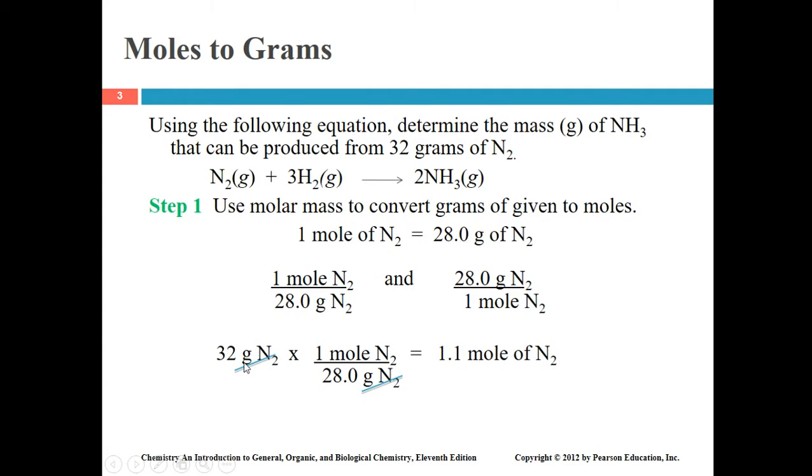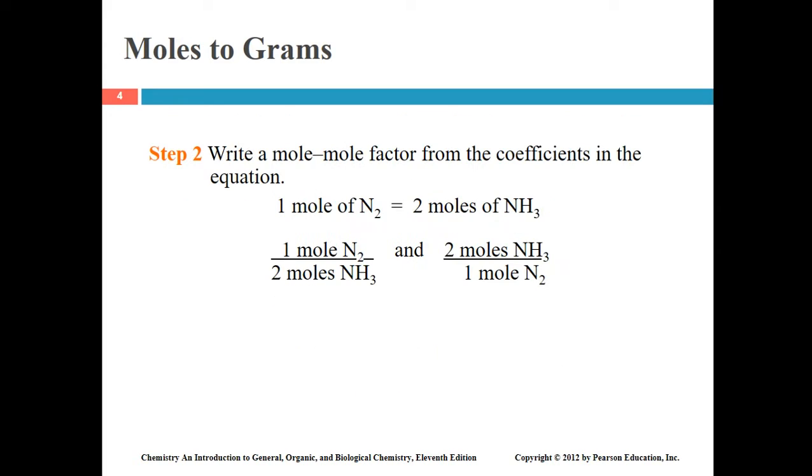Now then we immediately notice in order to cancel out the grams of N2, the conversion that we're going to be using is the 1 mole of N2 over 28.0 grams of N2. That way the label grams of N2 cancels out. So that is 32 times 1, so it's 32 divided by 28.0. All right, at this moment we get 1.1 moles of N2. We're not done. We're a fourth of the way through.